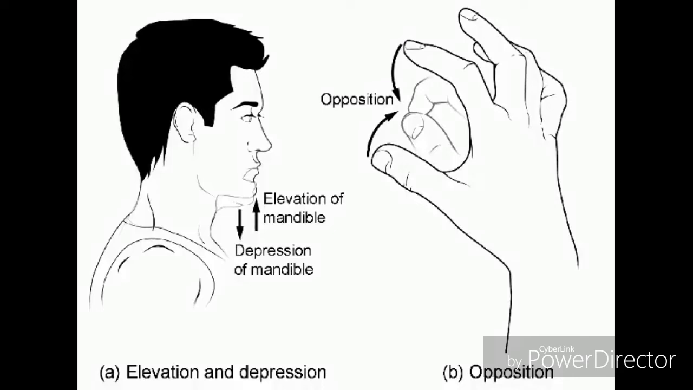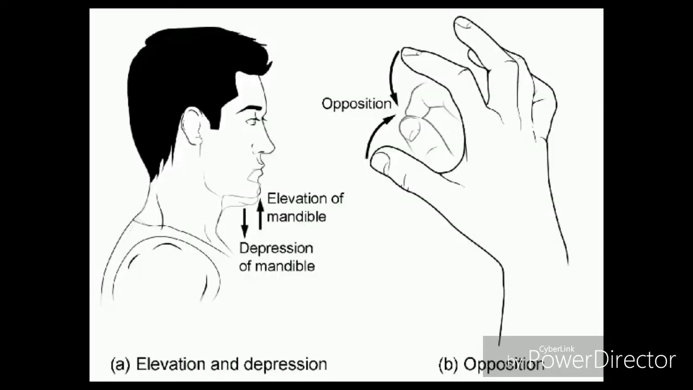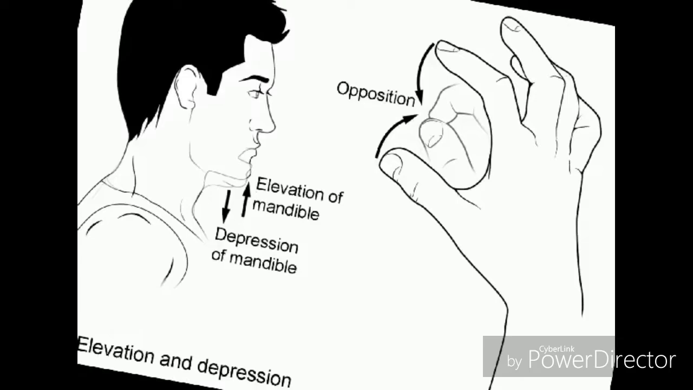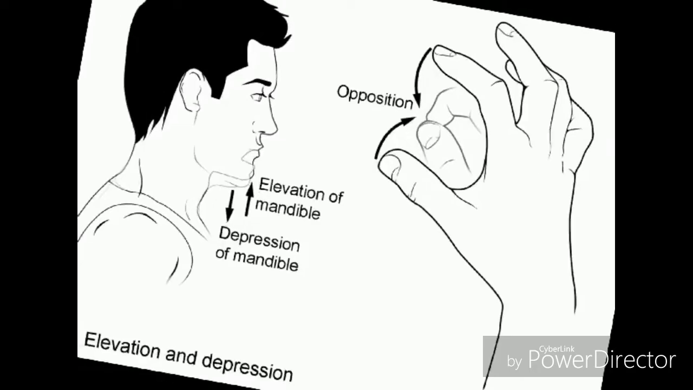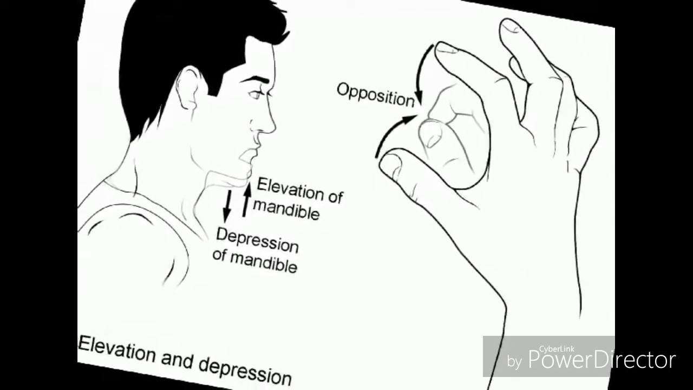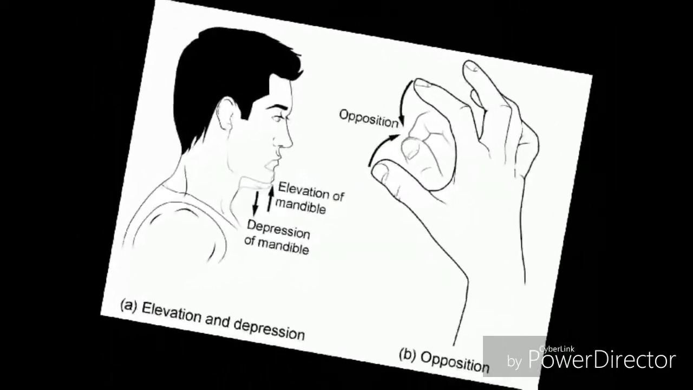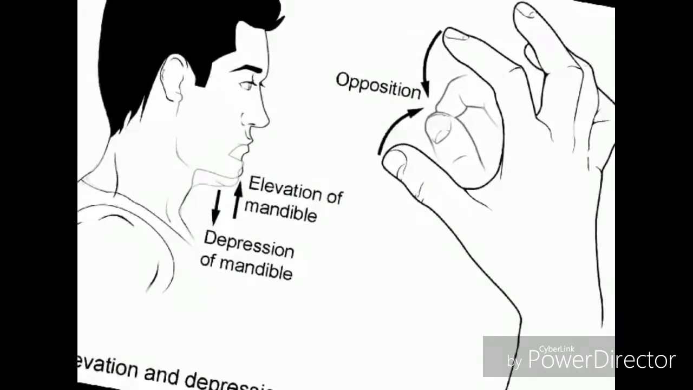Elevation and depression movement. Depression and elevation are downward and upward movements of the scapula or mandible. The upward movement of the scapula and shoulder is elevation, while a downward movement is depression. These movements are used to shrug your shoulder.